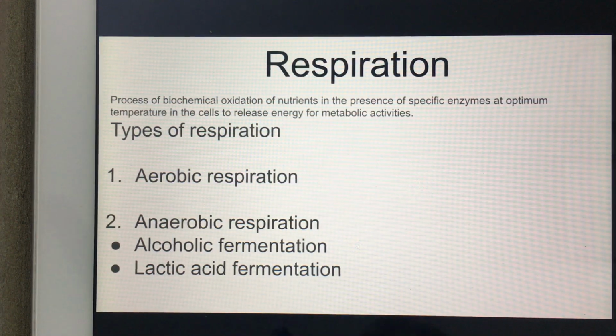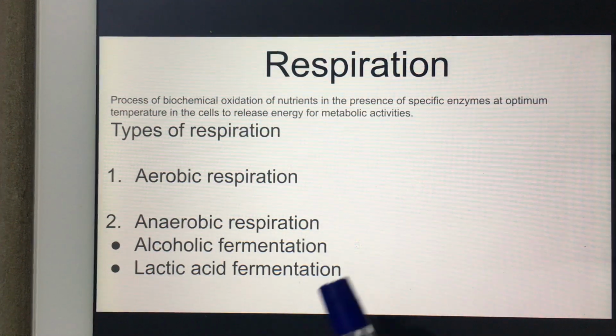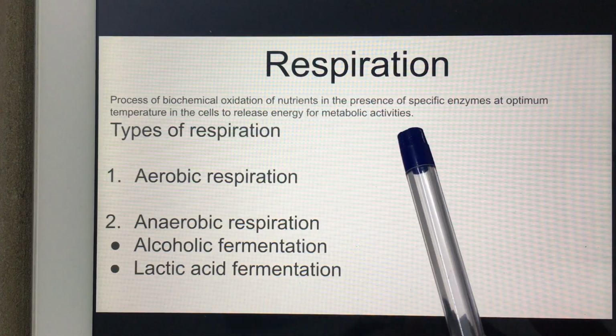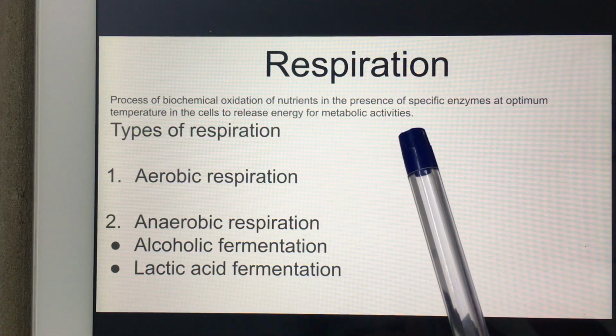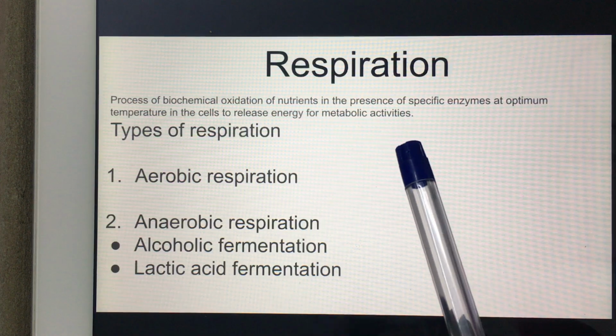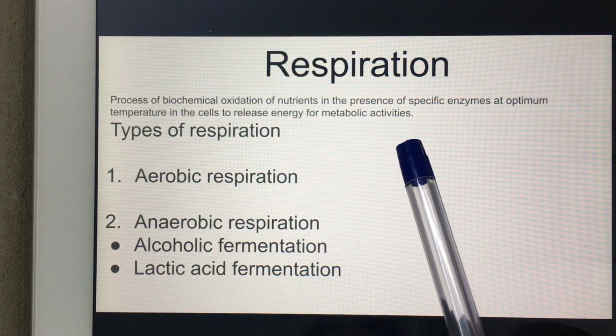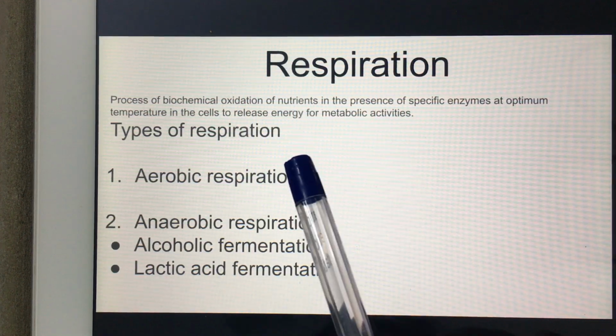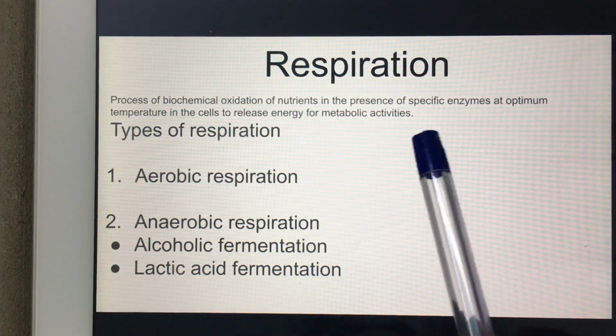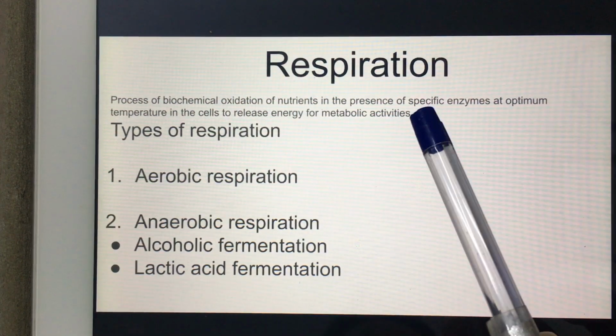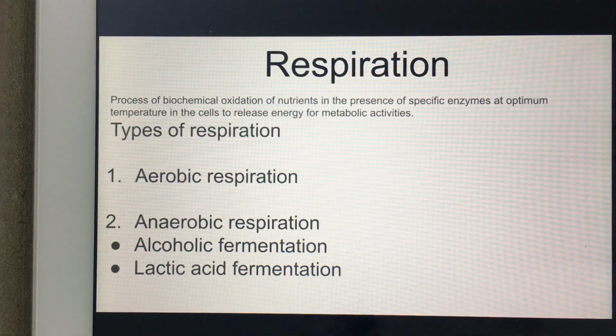So whatever metabolic activities are going on in our body, for that the respiration process provides energy, and that energy is given out by the process of oxidation of the glucose, that too with the specific enzymes.